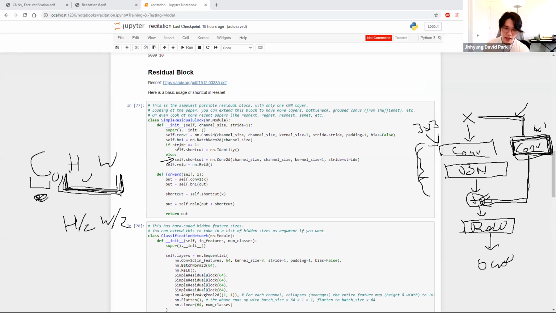If your stride is 1, you just do the identity connection. This is basically, it takes input and directly outputs the input. It doesn't do anything. However, if the stride is not 1, you have a 1x1 convolution with that stride, so the input and output are the same. And then this ensures that the shortcut connection is the same dimension as the output. Are there any questions regarding this?